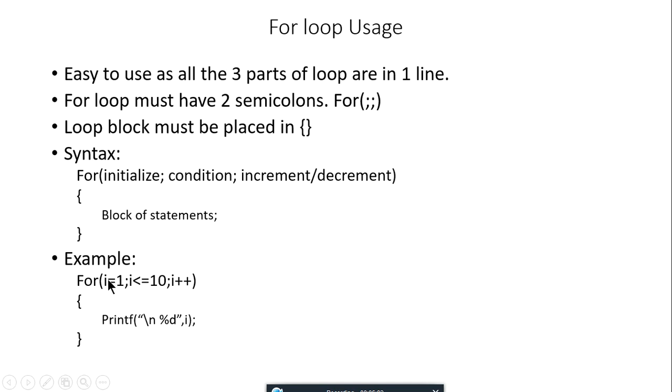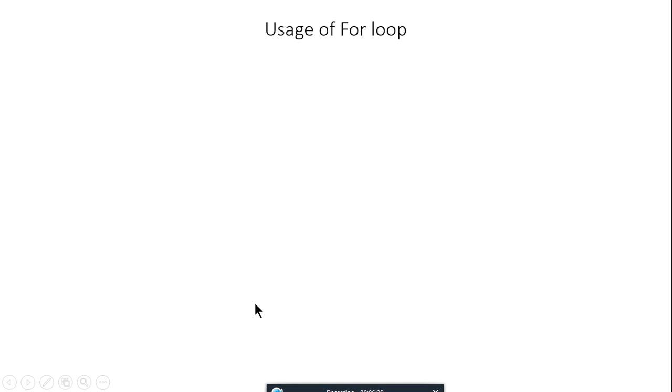So how will the loop work? First of all, i is set to 1, then the condition is tested: 1 is less than or equal to 10, true. If true, execute the block, so i will be printed. Then it goes to the increment part, i plus plus, that is 1 plus 1 equals 2. Then again check the condition, 2 is less than or equal to 10, true, so again execute the loop, that is print 2. Then go to the increment part, 3, then 4, then 5, then 6, then 7, until the i value becomes 11. Now 11 is not less than or equal to 10, so the loop stops and we move out of the for loop. Okay, so this is the for loop usage.